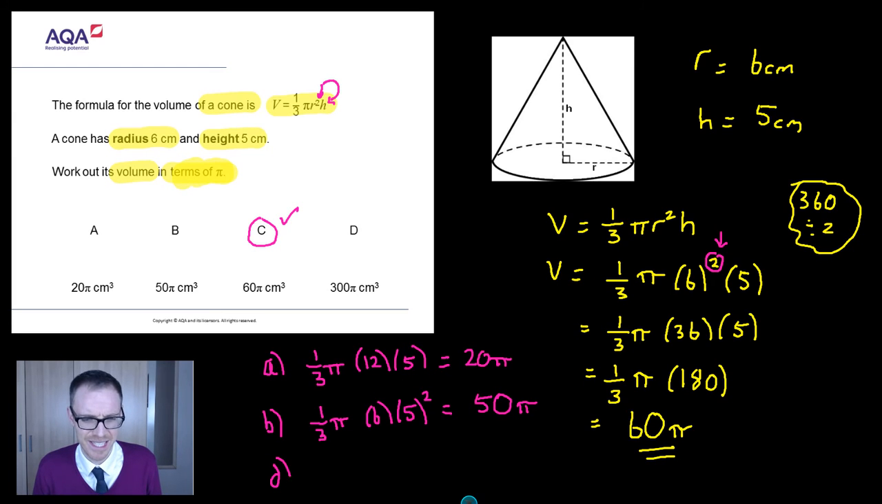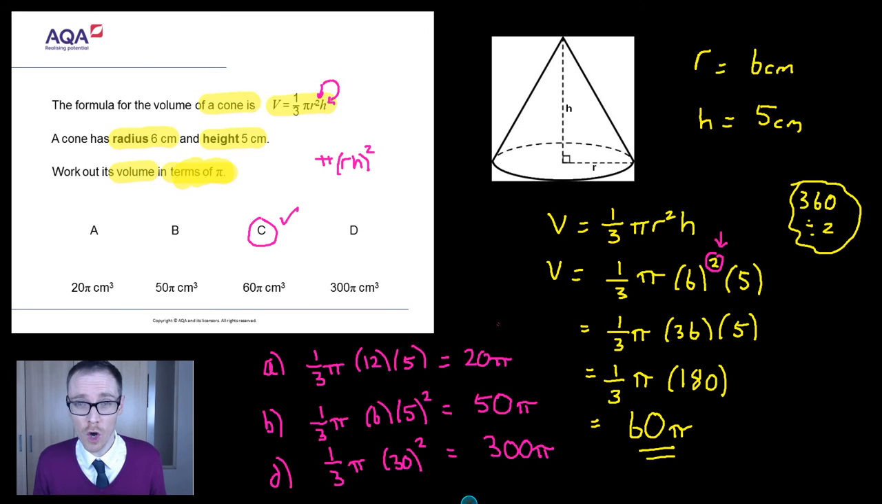And finally, D. D is a classic. Where does 300 come from? Well, I reckon if you think this is actually pi r h and the squared belongs to everything, then you're going to end up with this. Watch what happens. You get a third pi, and then you'll do 6 times 5, which is 30. And if you square 30, 30 times 30, 900, divide it by 3, and before you know it, you've ended up with 300 pi. So all those mistakes come not from anything to do with volume of a cone, but because of substitution and knowing your laws of order of operations and all that kind of stuff.